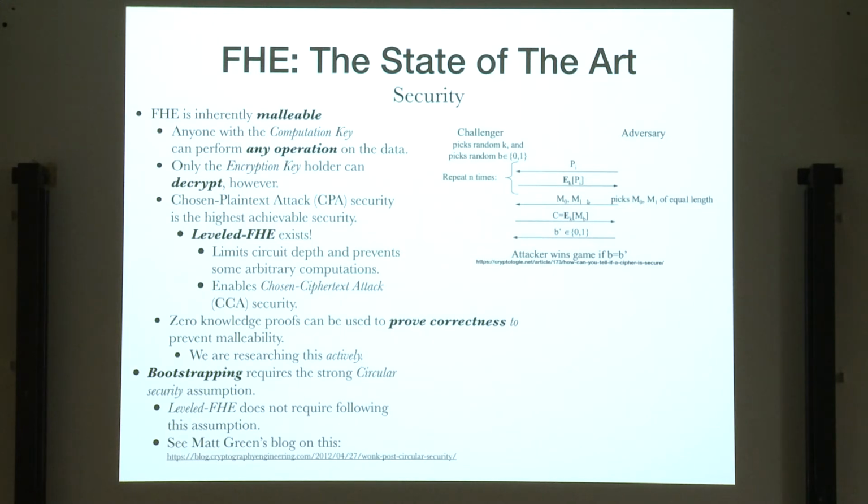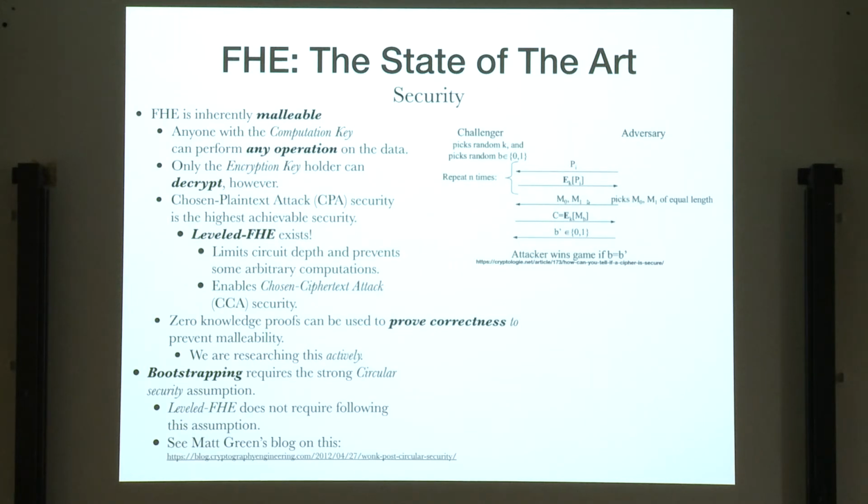However, we have leveled FHE, which actually allows us to limit circuit depth and prevent some arbitrary computations, meaning that normally with FHE, we can say, I can perform any arbitrary number of operations, and that's that. However, with leveled FHE, you can say, I can only perform n operations. And with that, we can actually achieve CCA security for some stuff.